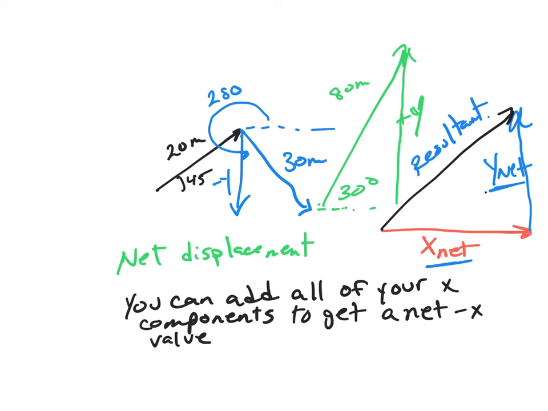So that's kind of a quick and dirty hit on two-dimensional motion and resultants and vectors. We're going to talk more about it as we go.